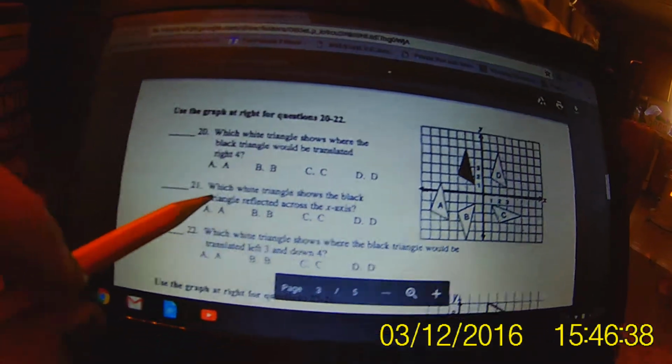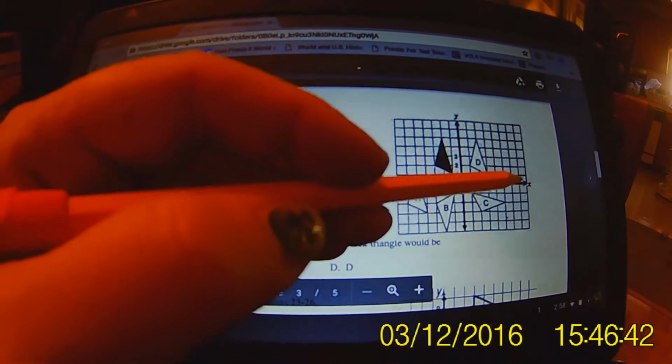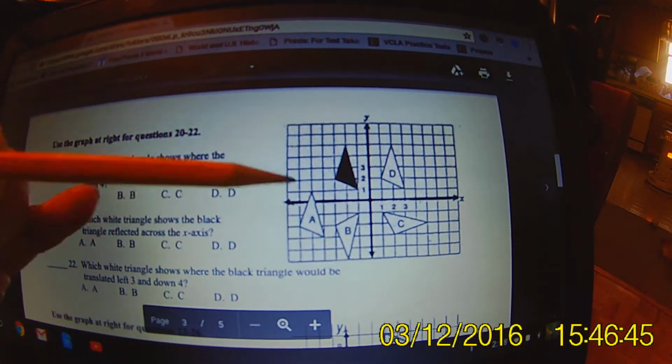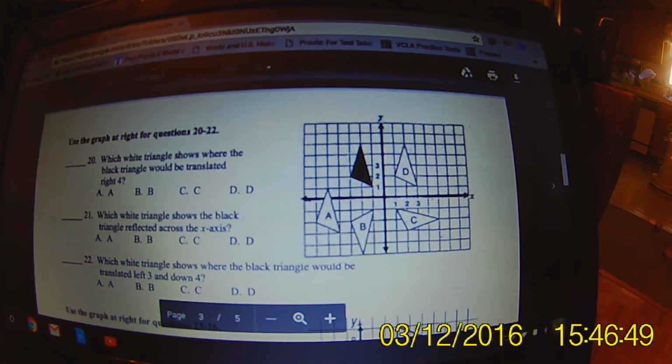21 says, which white triangle shows the black triangle reflected across the x-axis? Well, again, you have to know what the x-axis is. So it's going to be just folded across. So B would be your answer.